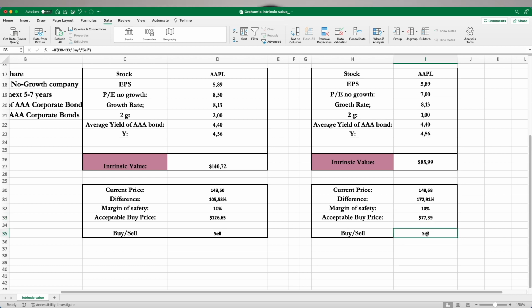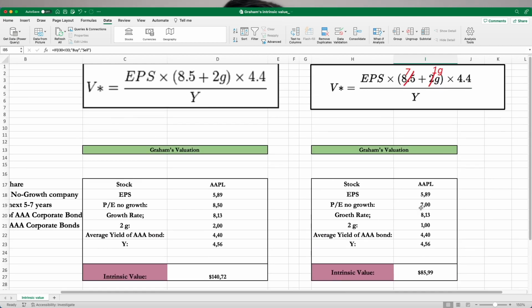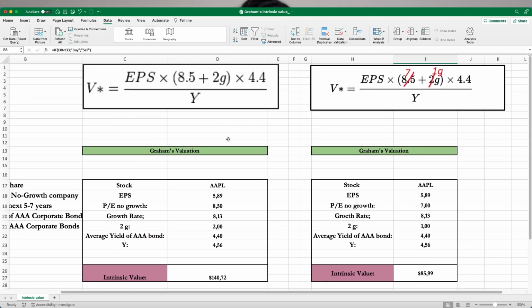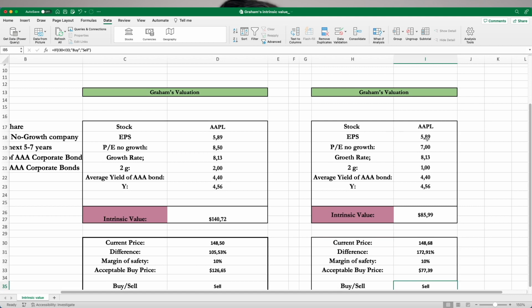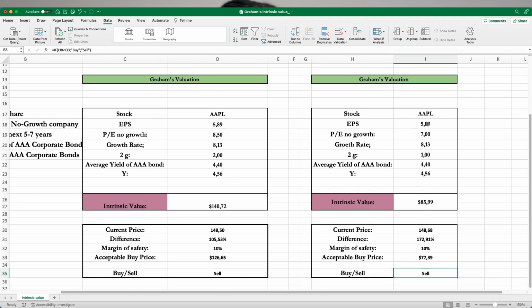So this is the Graham valuation, and how you can calculate two different valuations. One is the original one and one is the corrected version. By using these two, you can try any stock, and you just have to change the EPS, the current bond yield, and the growth rate of the company.